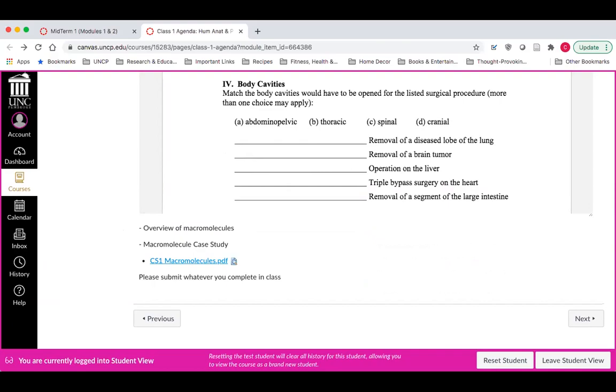Okay, what I'm going to do now is I'm going to switch gears. We're going to briefly review our macromolecules, and then we're going to do one last activity. So let me pull up a whiteboard here. Okay, so let's briefly review our macromolecules.